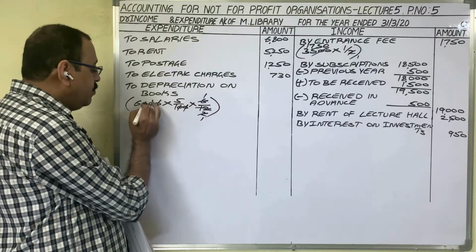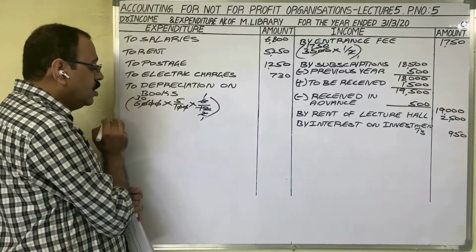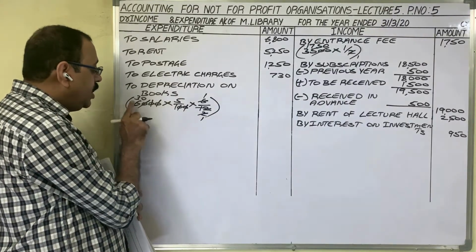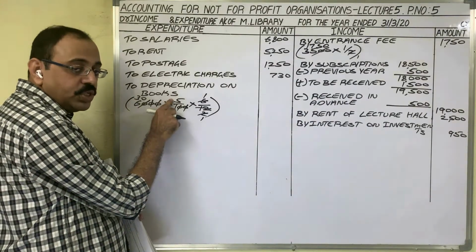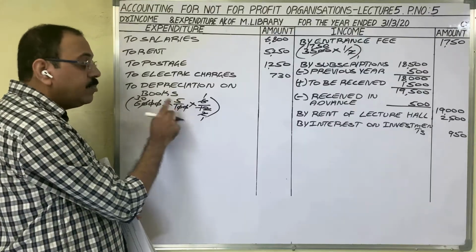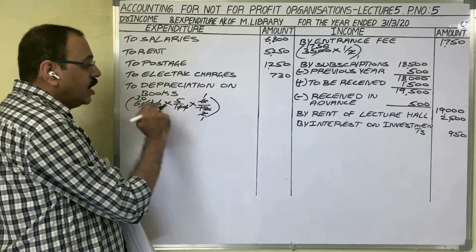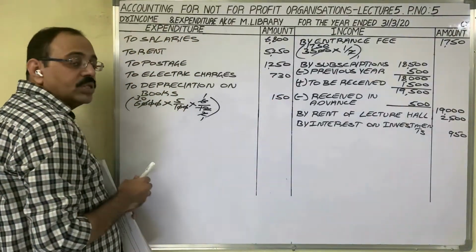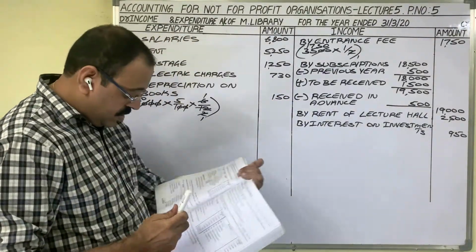2 ones are 2, 2 30s are 60. Now in denominator everything is completed. Come to numerator: 30 and 5. These two numbers are there. We have to multiply both. 30 5s are 150 rupees. So depreciation on books is 150 rupees.